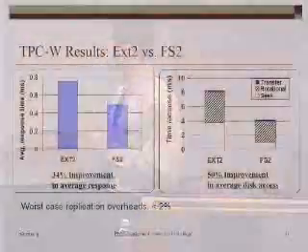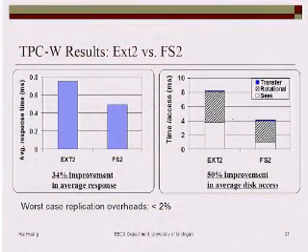When we ran this workload, the worst case replication overhead is only less than 2%. And the reason for that is when we're writing replicas on the disk, it doesn't have to be synchronous. So we can buffer a lot of data and write in batches. So that minimizes the overhead due to writing.